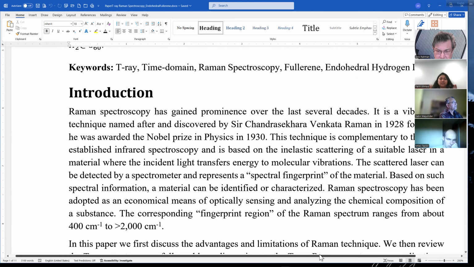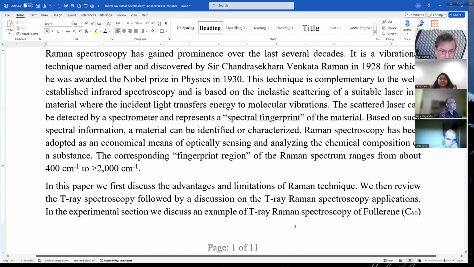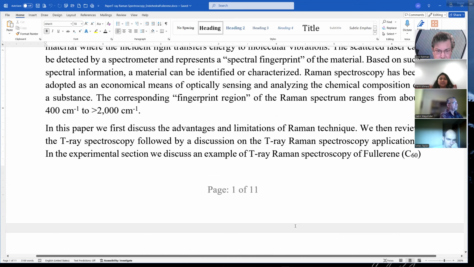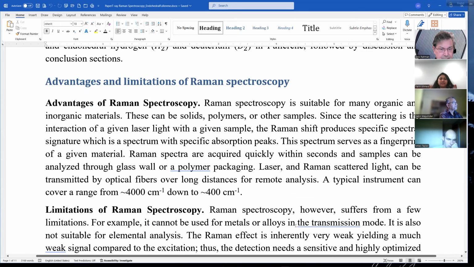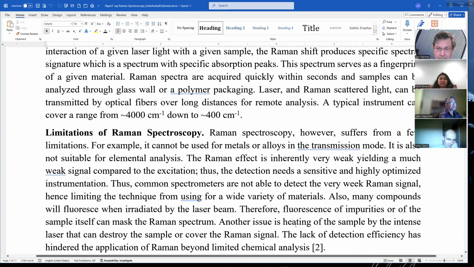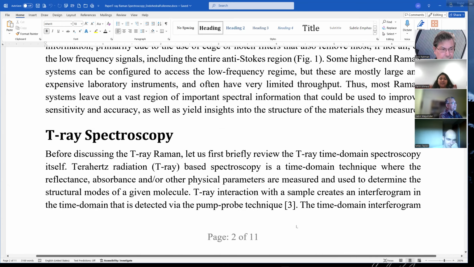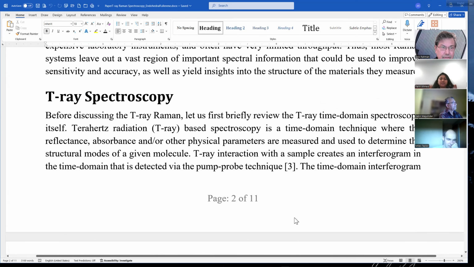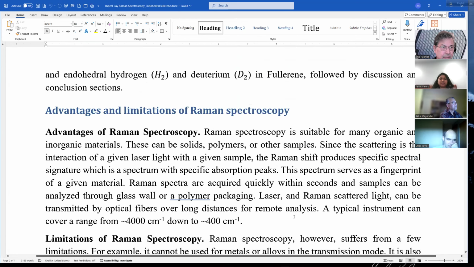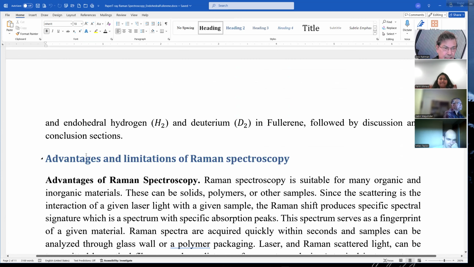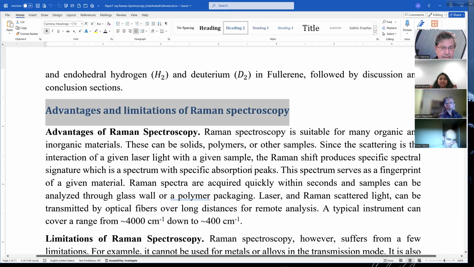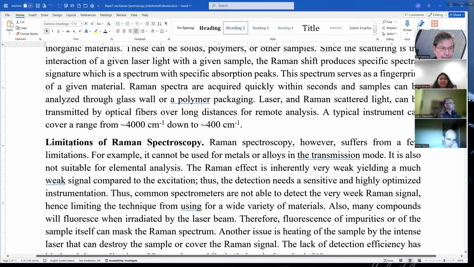This paper has not been published yet. We're still working on it. If anyone wants to volunteer to finish it, you're welcome to do so. But what we have discussed here is the advantages and limitations of Raman spectroscopy. So this is just a literature survey, and then we talk about the limitations.